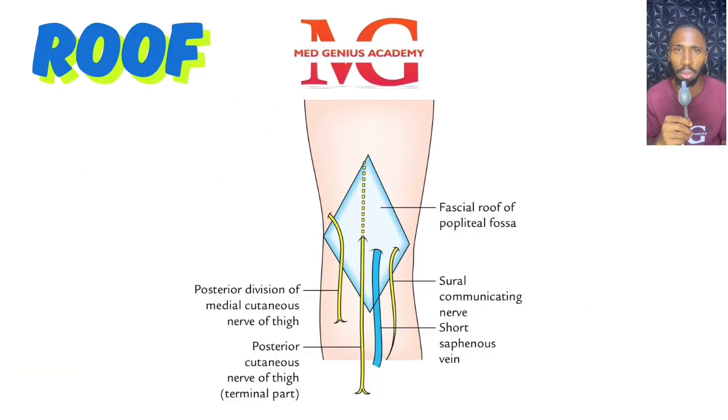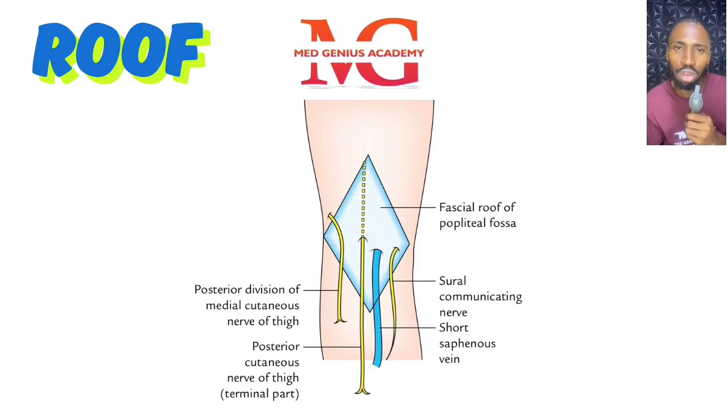Now, the roof of the Popliteal Fossa is your skin, superficial fascia, popliteal fascia, and also cutaneous nerves and vessels. The cutaneous vessel is the short saphenous vein, and the cutaneous nerves include the sural communicating nerve, the terminal branch of the posterior cutaneous nerve of the thigh, and the posterior division of the medial cutaneous nerve. All pierce through the popliteal fascia, except the posterior division of the medial cutaneous nerve of the thigh. All these things are located in the roof.